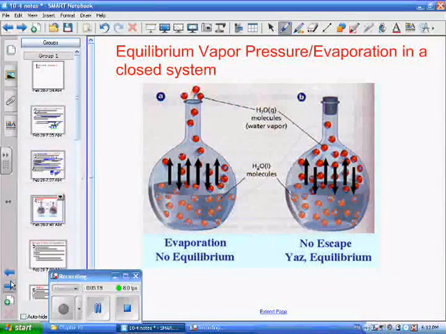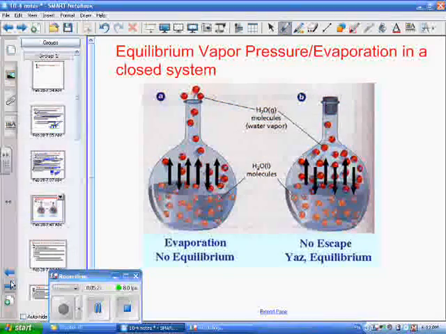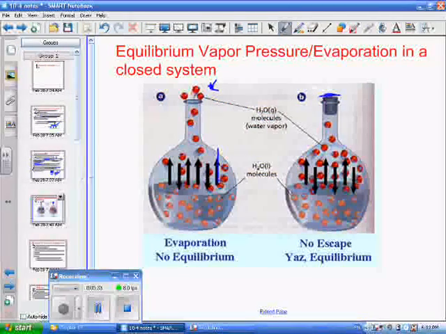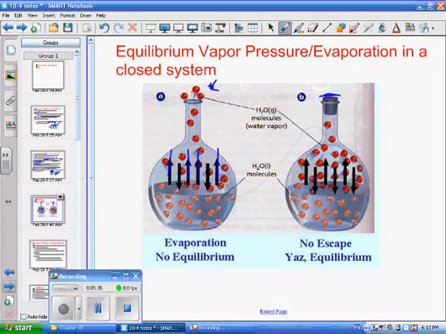Equilibrium vapor pressure, evaporation in a closed system. If we take a look here, you'll notice that this is an open system. There's no cap here. With no cap, I have more evaporation, 4 arrows pointing up, and only a little bit of condensation, 2 arrows pointing down. So this is not at equilibrium. It says no equilibrium.